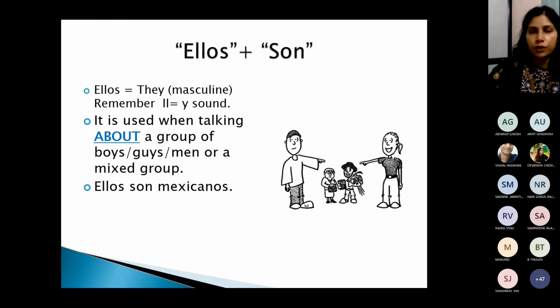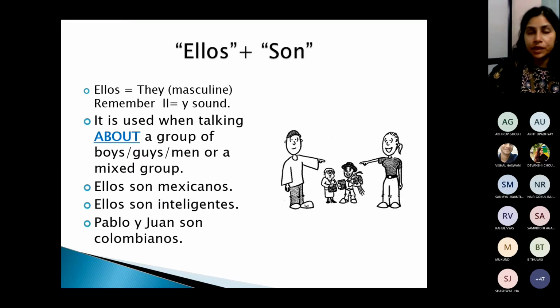It's for a group of boys or a mixed group. Ellos son mexicanos. Ellos son inteligentes. Pablo y Juan son colombianos. Right? The names of two people. Rahul y Ankita son estudiantes.